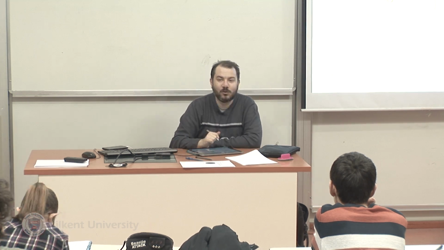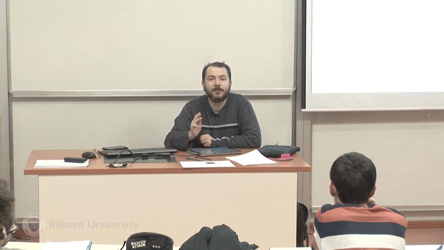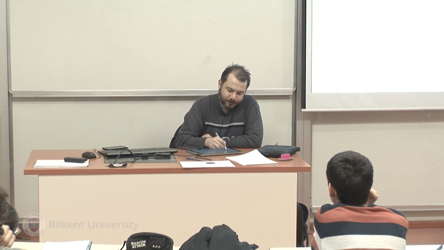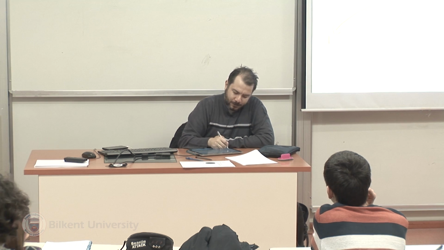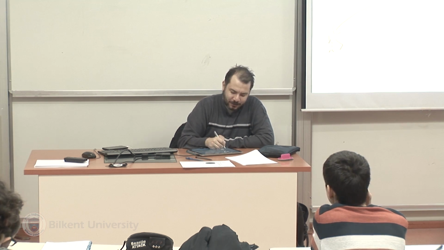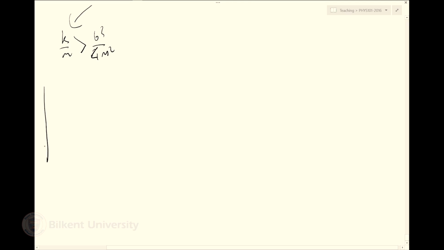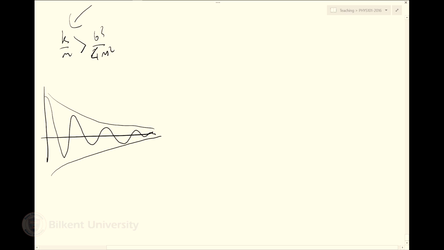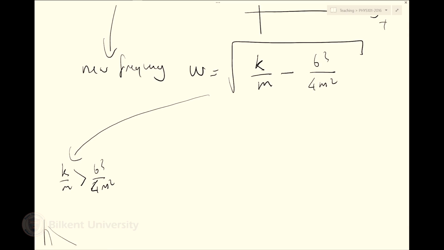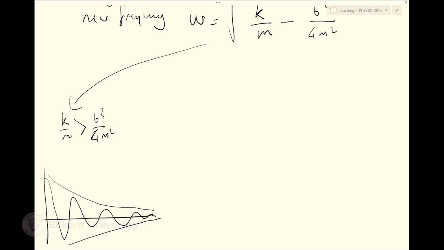And here's the thing. There are 3 kinds of damped oscillations. If k over m is larger than b squared over 4m squared, that is exactly what I described. You have a decaying but oscillating system. For historical reasons, such an oscillation is called underdamped.